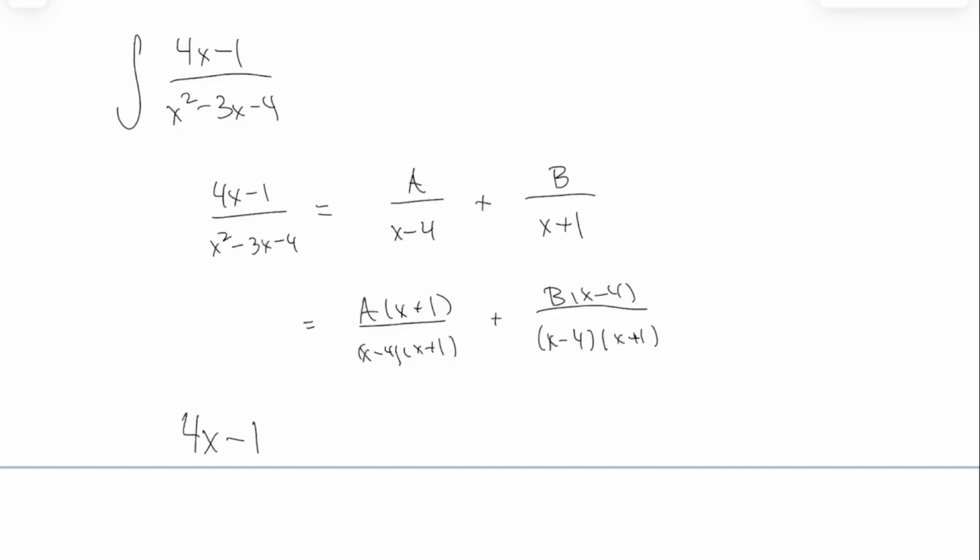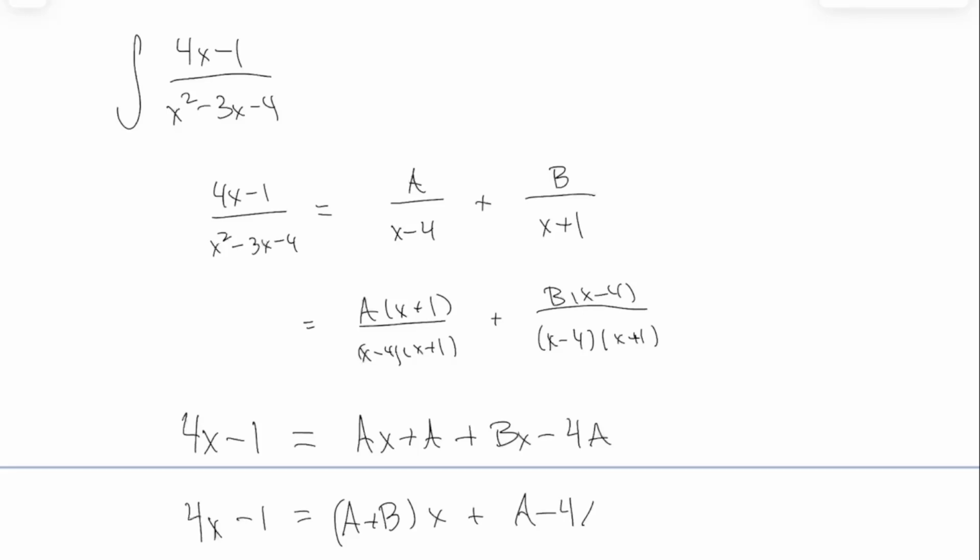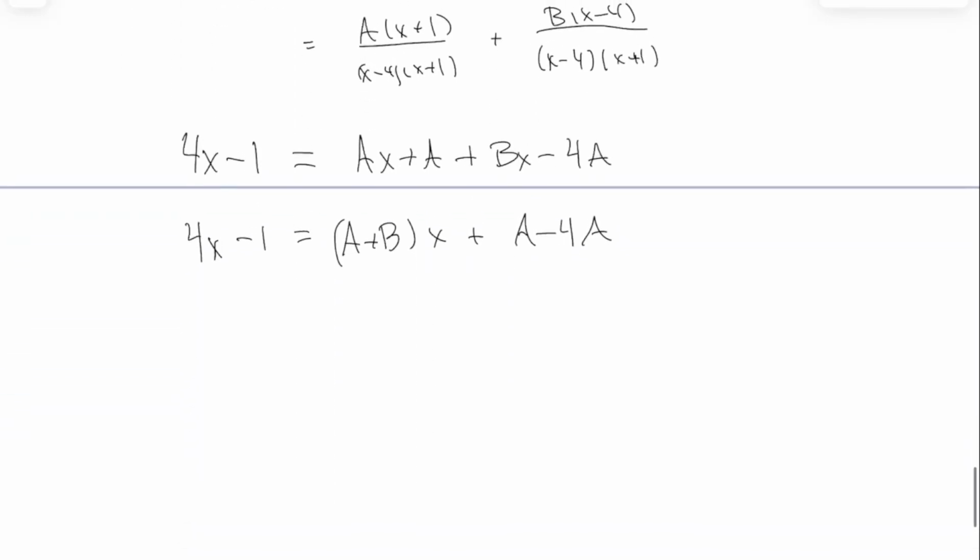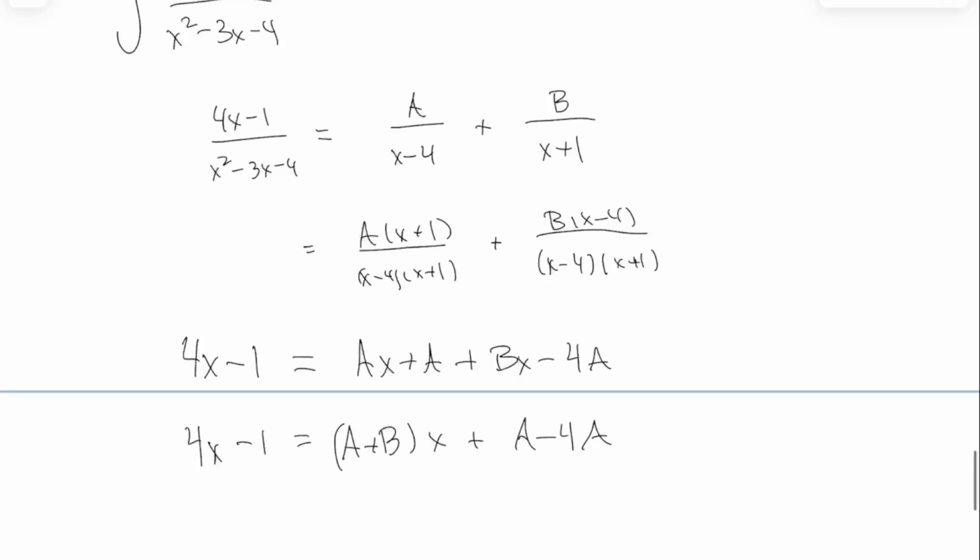What I start with on the left is 4x minus 1, and it should equal ax plus a plus bx minus 4b, right? And then rearranging things, 4x minus 1 is going to be a plus b times x plus a minus 4a. 4a or b? 4b. Yeah, I distributed the b here. Thanks.